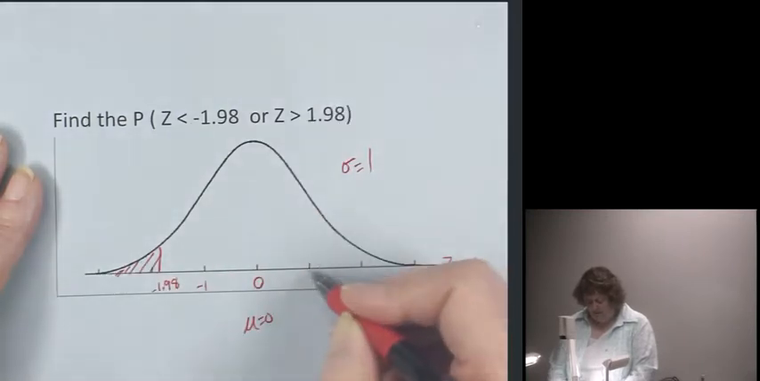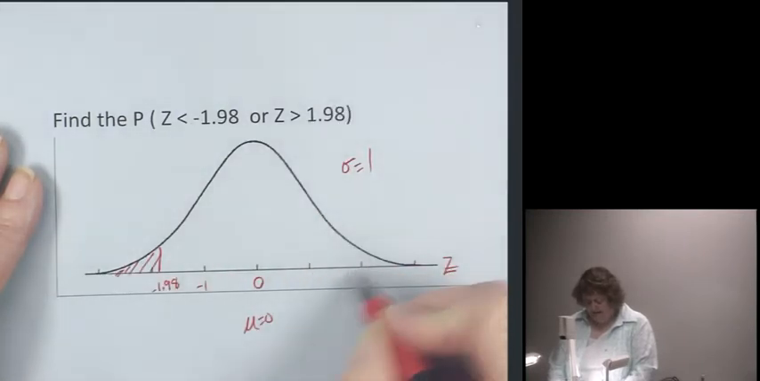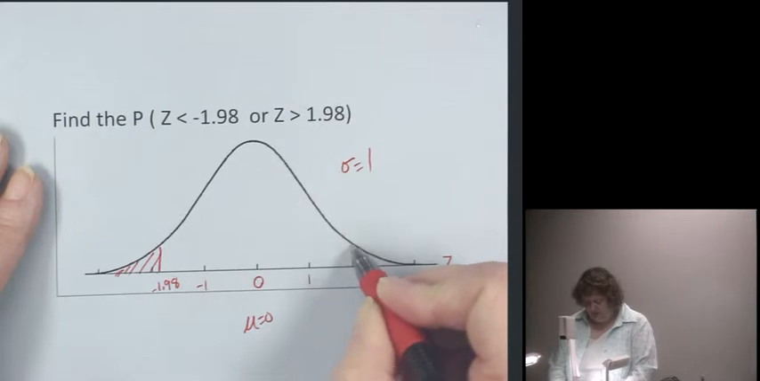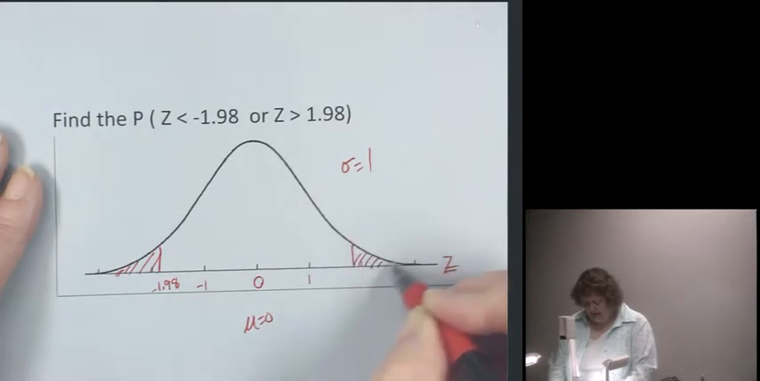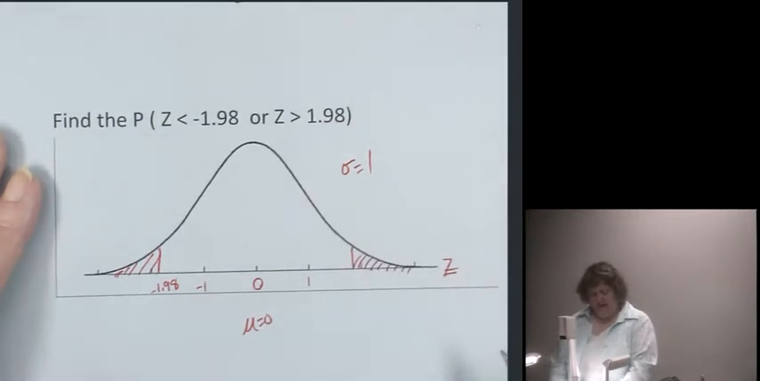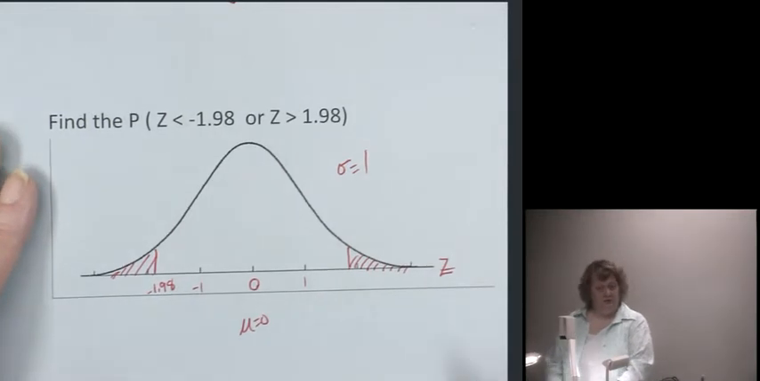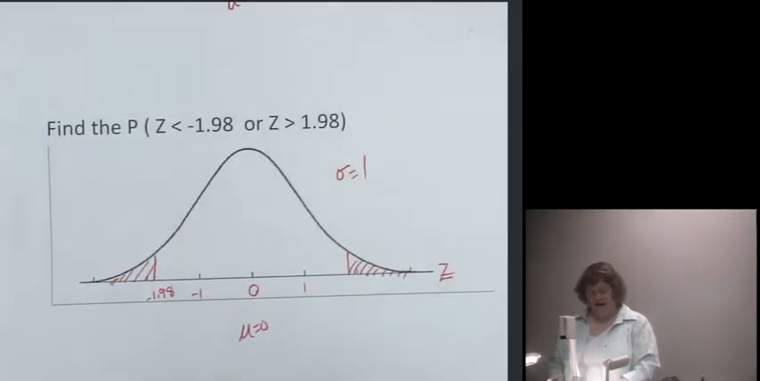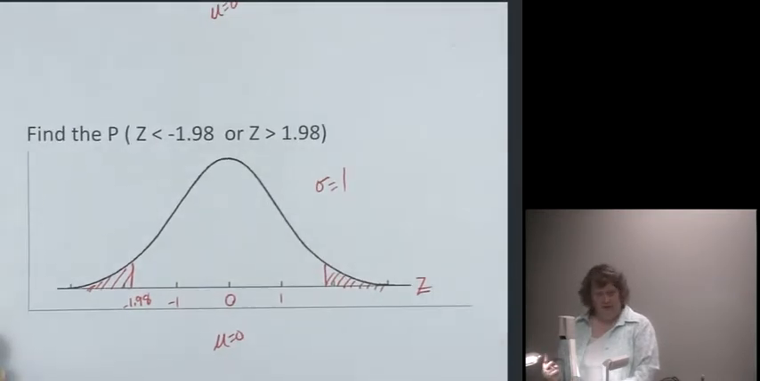Or greater than 1.98, very close to the 2. And greater out in this direction. Now this one is what we would call symmetrical because it would be the same on both sides. And that may help us some in the table, but the procedure would be the same.